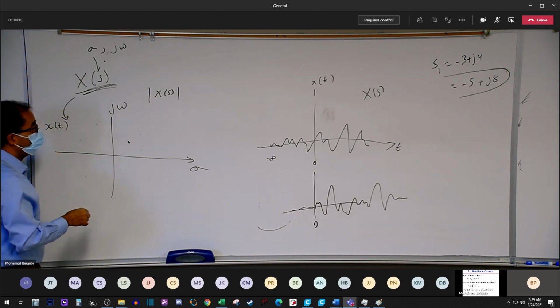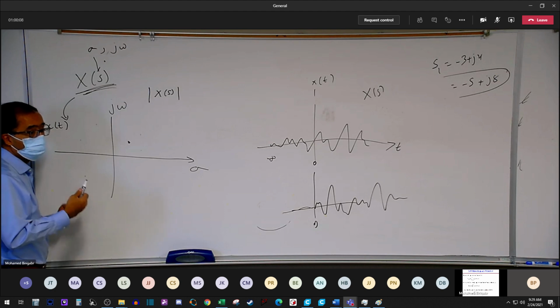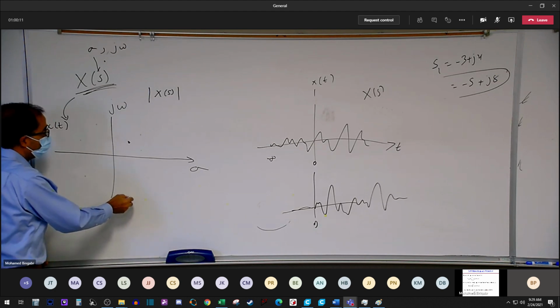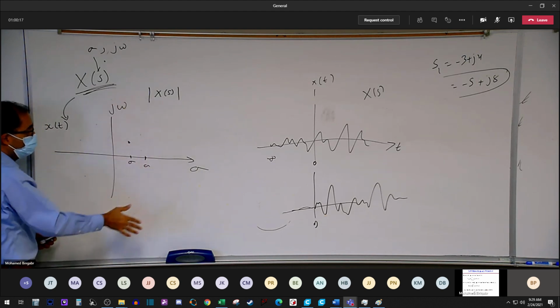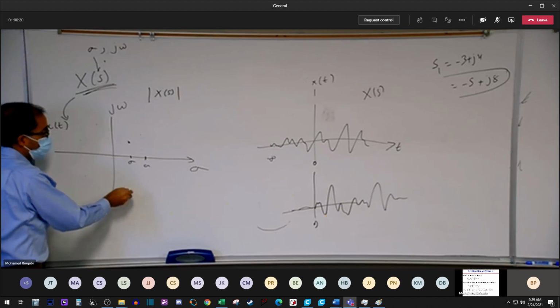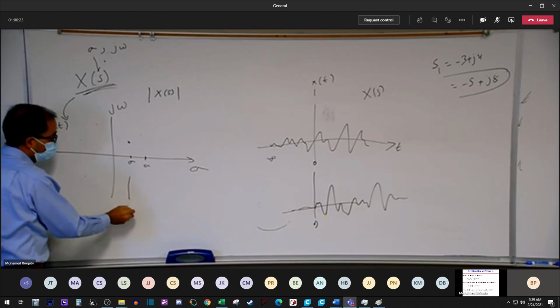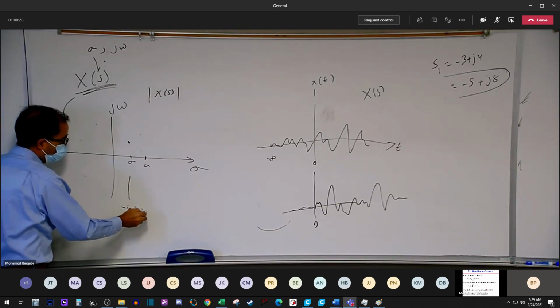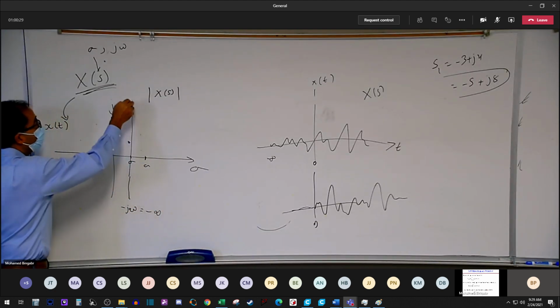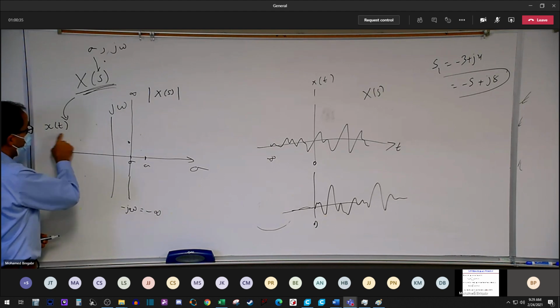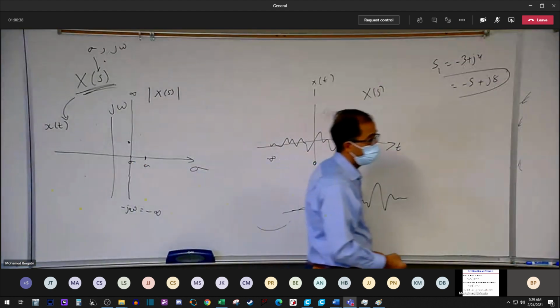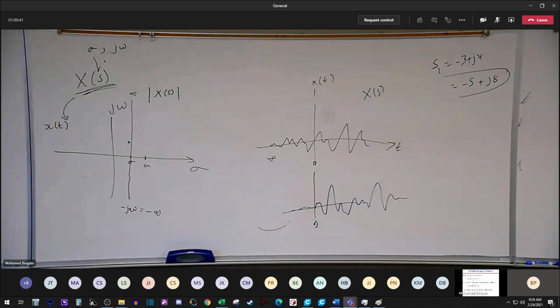It's a line integral, which, if you go to graduate school, you're going to learn about. But for the line integral, you say, I will choose sigma here or here, it doesn't matter. And you have a plane now. Then you do a line integral for any sigma value you choose, along j omega from minus infinity all the way to infinity. Take the line integral, and you will get x of t. That's the inverse Laplace transform. Any value for sigma works, as long as it is in the region of convergence.